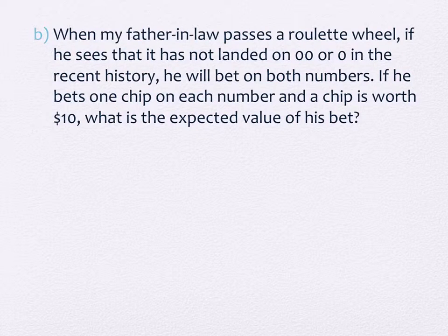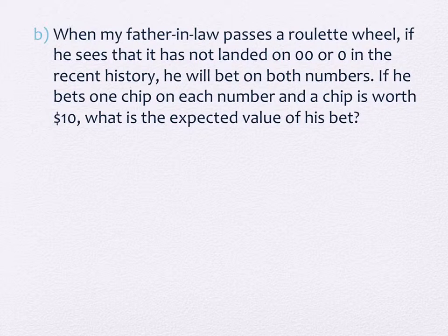So if he passes by and he sees that in the recent history it hasn't landed on 0 or double 0, he'll bet on both numbers. Okay? So if he bets 1 chip on each number and the chip is worth $10, what is the expected value of his bet? Okay, so there's 2 possibilities here.